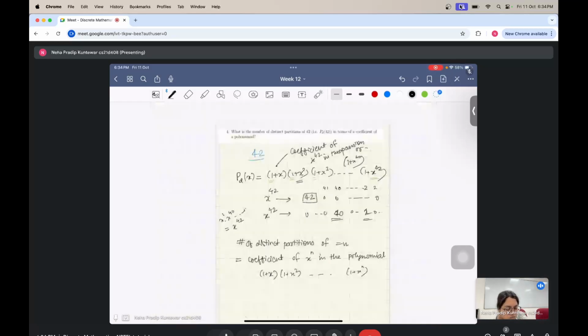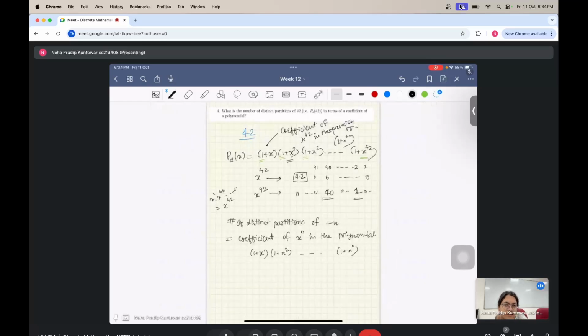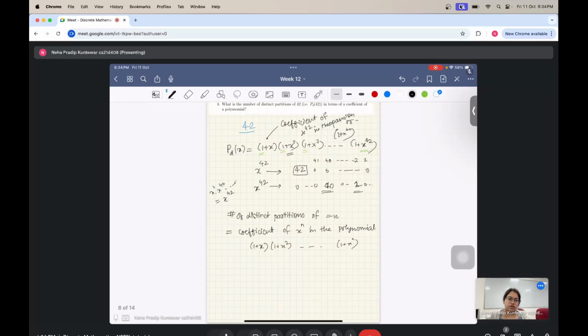Okay, so that is one nice way to use polynomials to find answers to counting problems. And similarly, we saw a polynomial for finding the total number of partitions. We also saw a polynomial for finding the number of odd partitions. So that's something nice and interesting to look into, but we will not cover that today. So I'll move on to the next question.